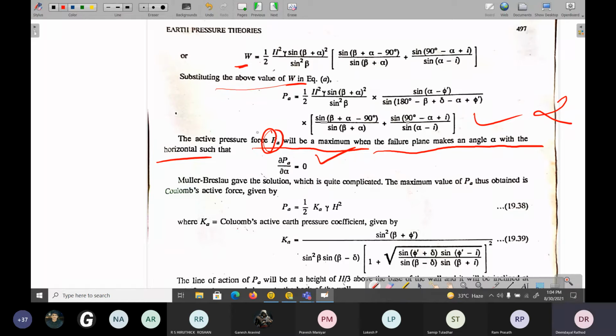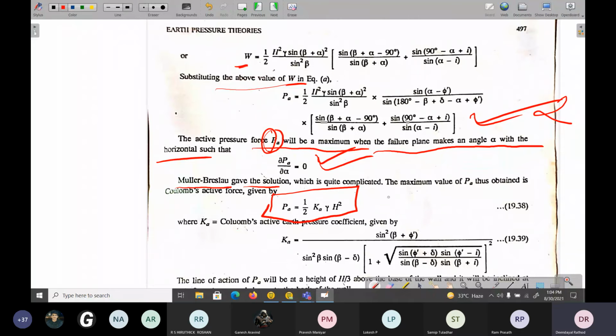Understand? Okay. Then what we have to do? We have to solve this equation. So Muller-Breslau gave the solution for this one, whatever we are differentiating, right? It's a big solution. If you have a computer, you can do it, okay? Or you can try on yourself also. This fellow has done it and he has given this equation solution. So this is very easy for us.